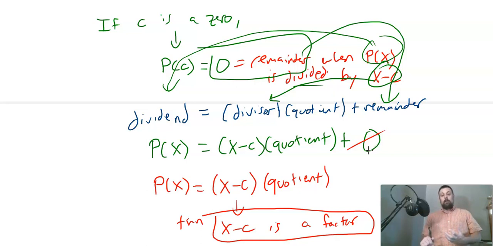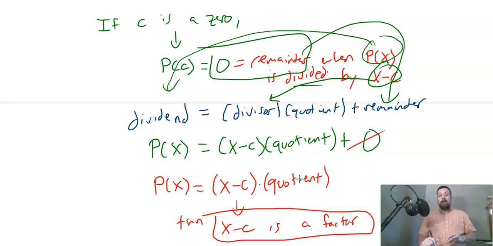If I plug in 0 for the remainder, that part goes away. We just have the divisor times the quotient. But the divisor is x minus c. And it's factored now, because what factored means is you have only things being multiplied together. And that's what we have here, right? With the remainder out of the picture.